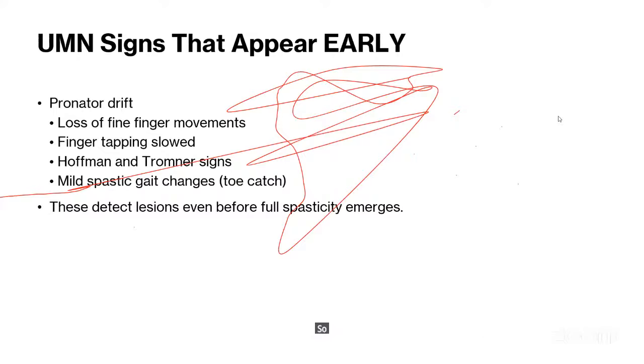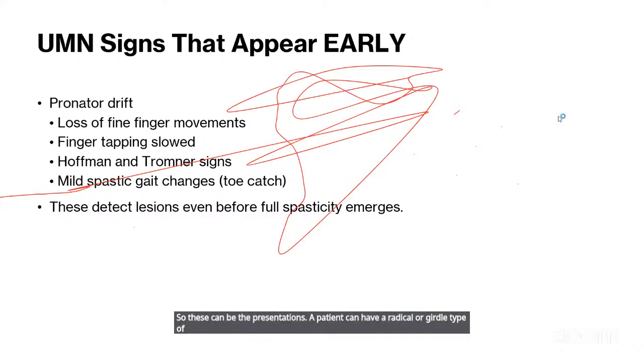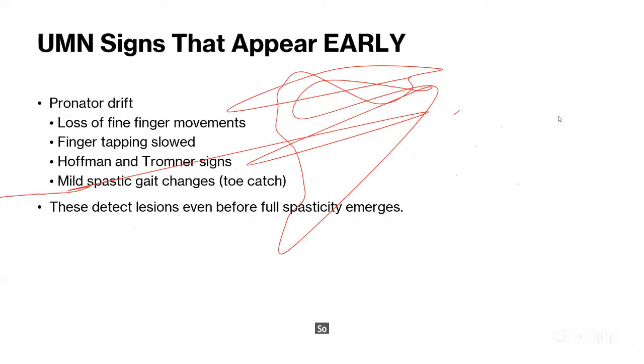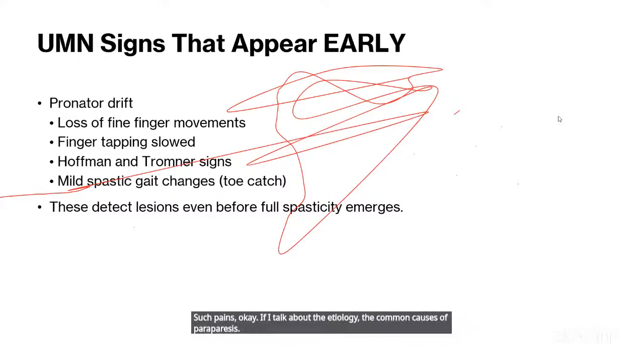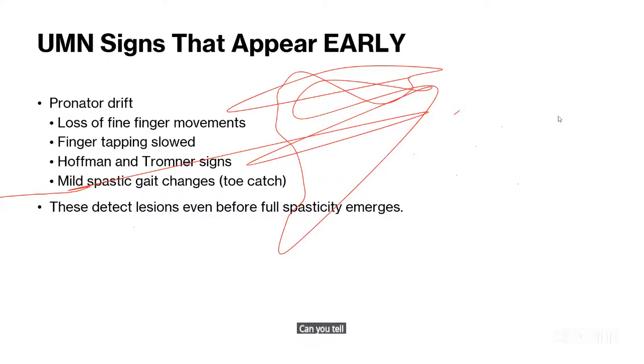So these can be the presentations. A patient can have a radicular or girdle type of pain, or a localized pain, or a central pain or funicular pain. So such patients with UMN lesions can come with such pains. If I talk about the etiology, the common causes of paraparesis, it's known as 4 T's. Can you tell those 4 T's?